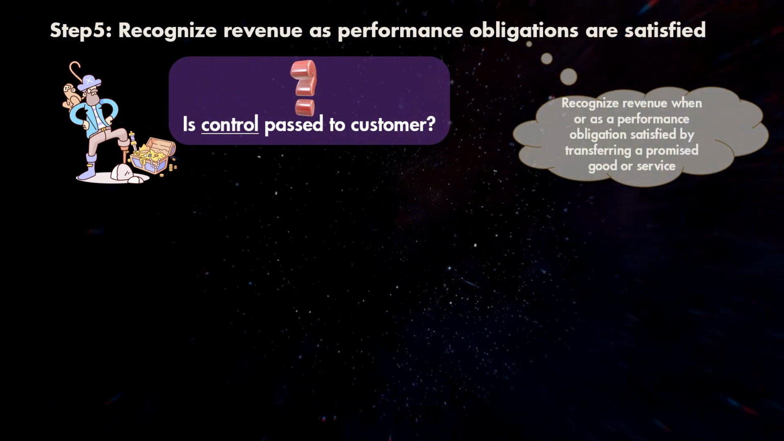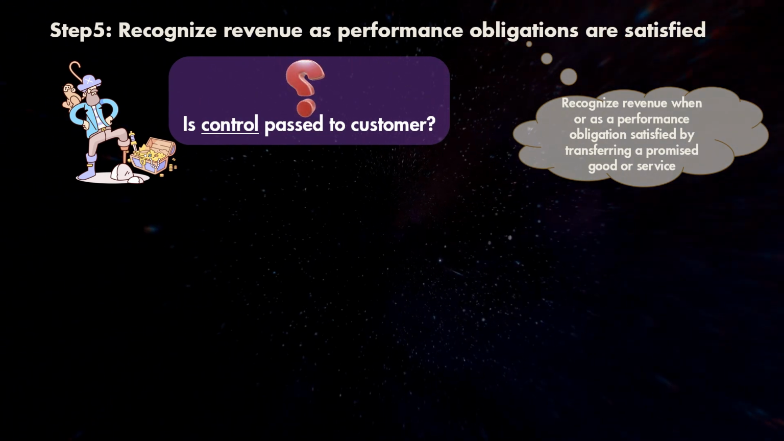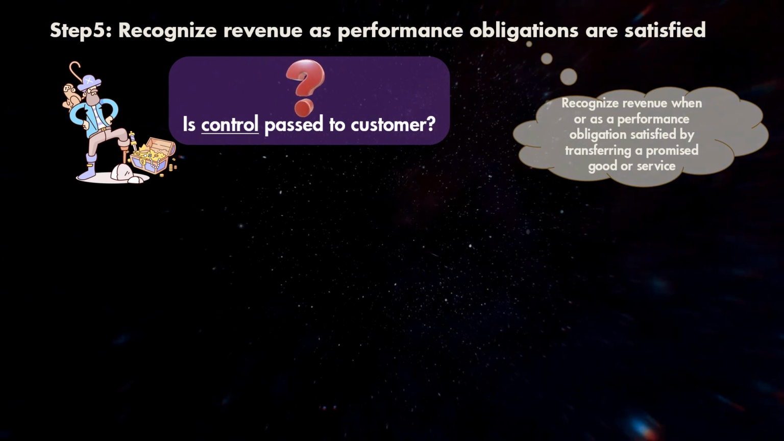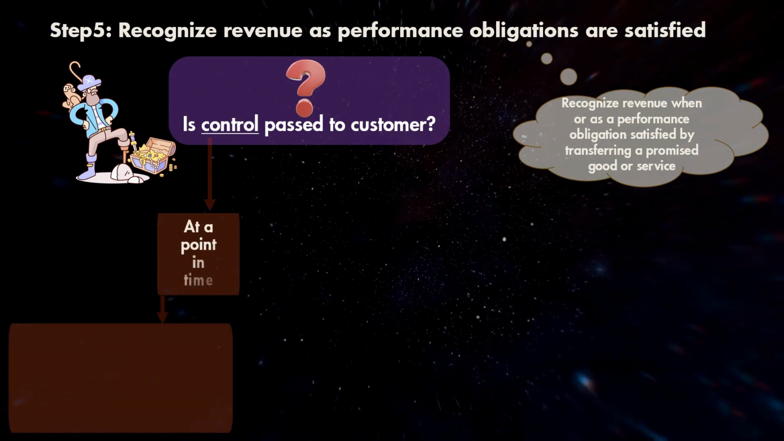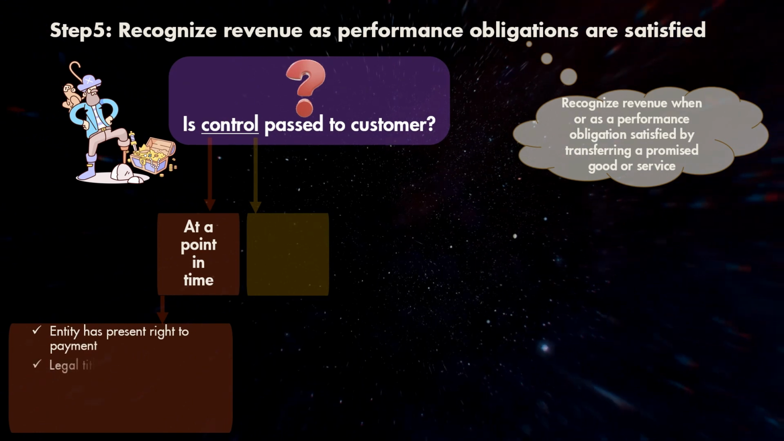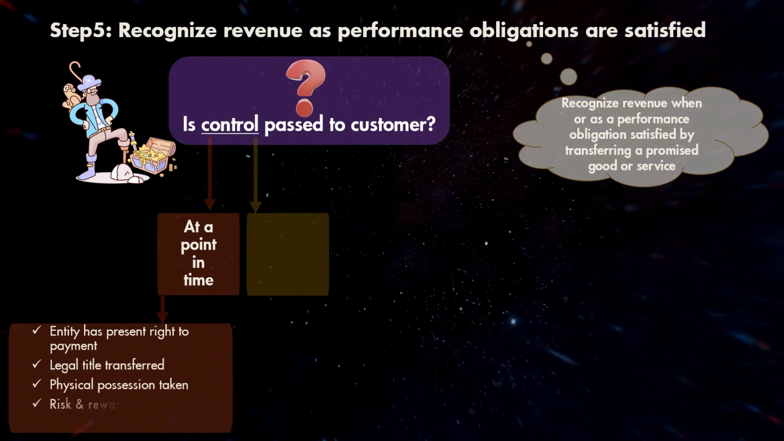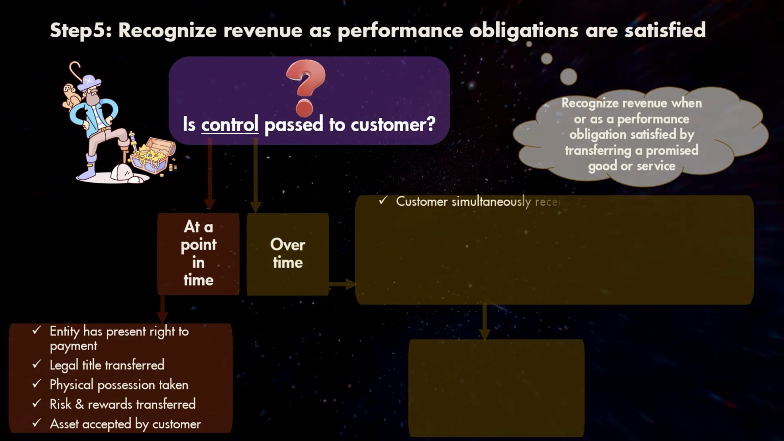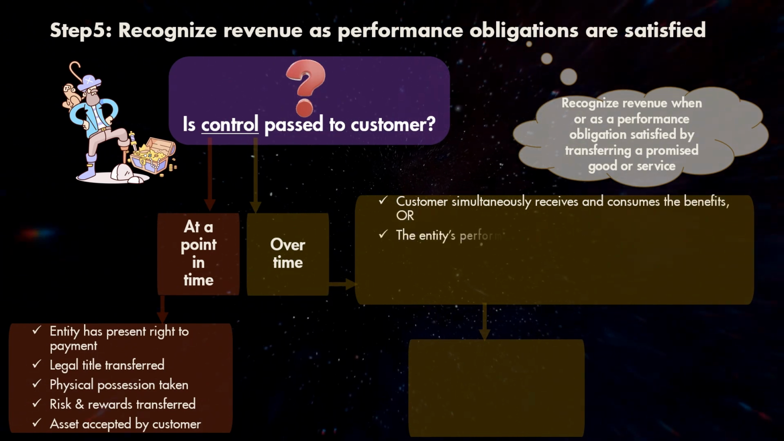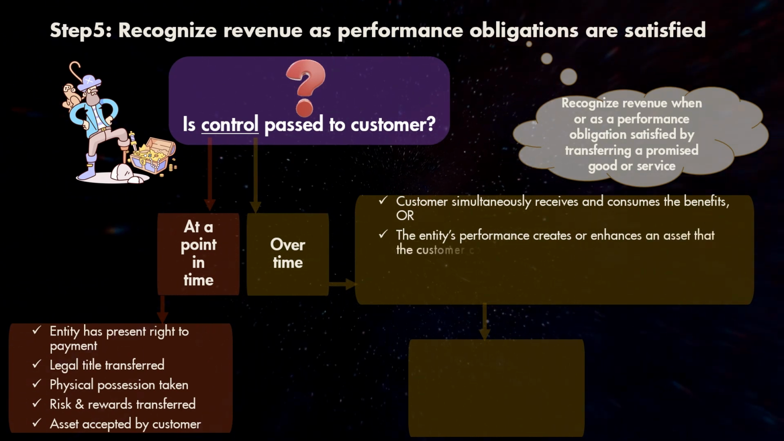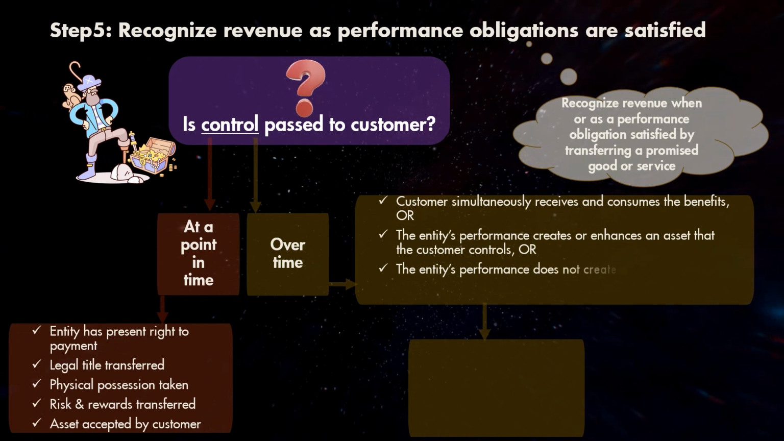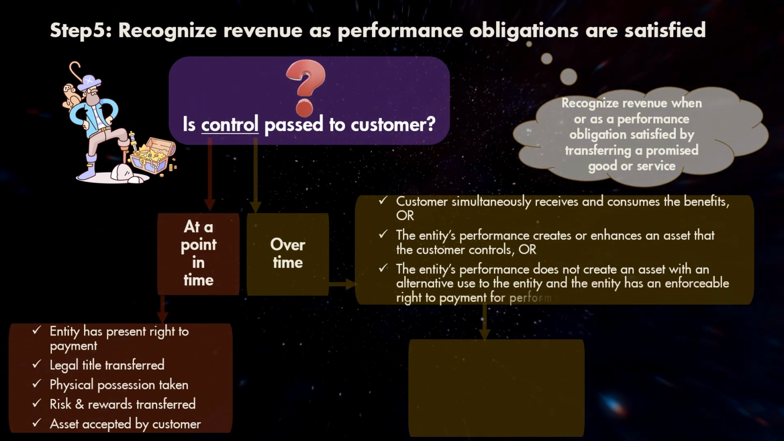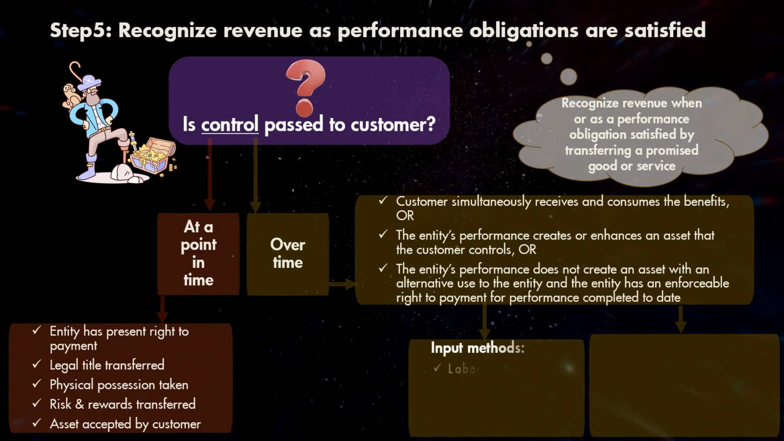The company should recognize revenue when or as it satisfies a performance obligation by transferring a promised good or service to a customer. IFRS 15 focuses on control as the indicator of a performance obligation being satisfied. In order for control to be transferred over time, and therefore revenue to be recognized over time, one of these criteria should be fulfilled: the customer simultaneously receives and consumes the benefit as the entity performs; the entity's performance creates or enhances an asset that the customer controls as the asset is created or enhanced; the entity's performance doesn't create an asset with an alternative use to the entity, and the entity has an enforceable right to payment for the performance completed to date.